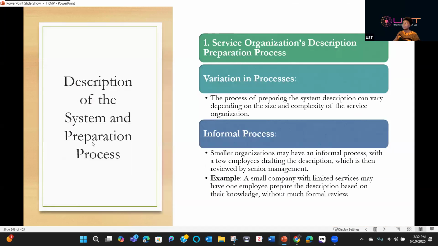So with that, we will continue with the description of the system as well as the preparation process. What does that mean? Having discussed all of those, I will definitely see you guys in the next video.